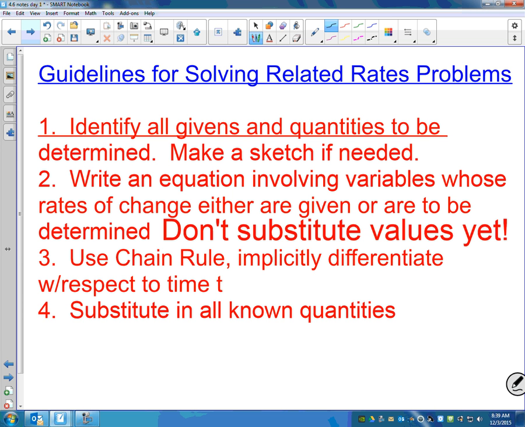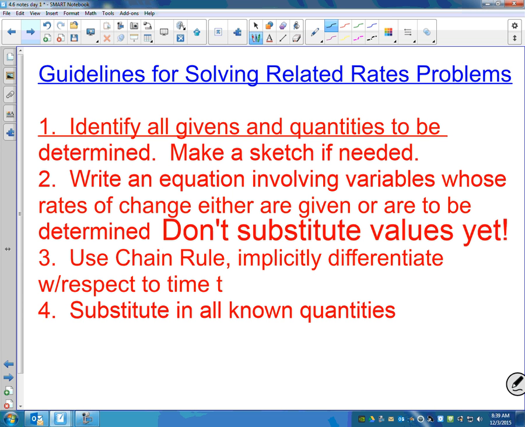First thing, identify all givens and quantities that need to be determined. Make a sketch if you need to. Probably number 2 is my most important one here. Write an equation involving variables whose rates of change are either given or to be determined.